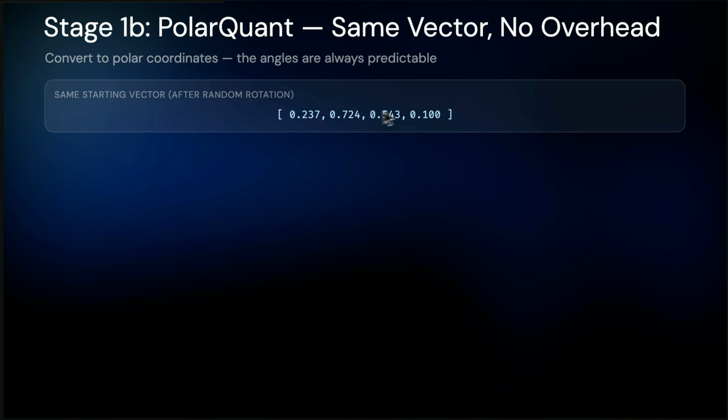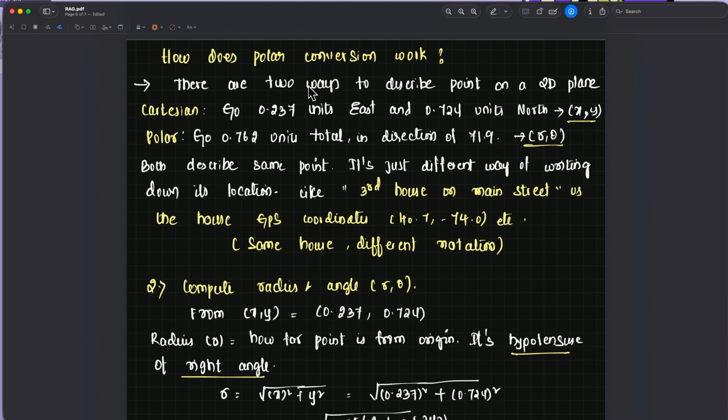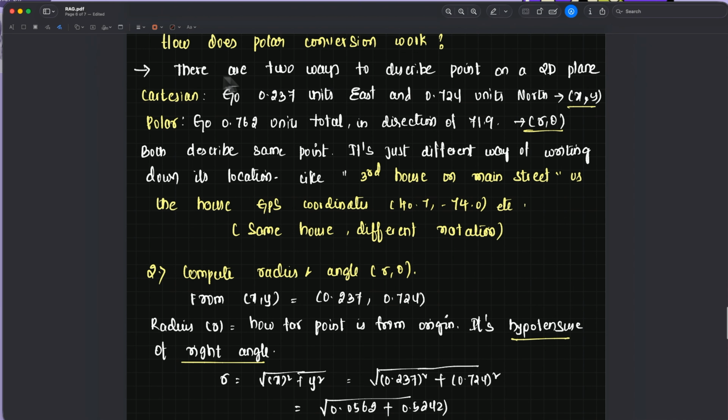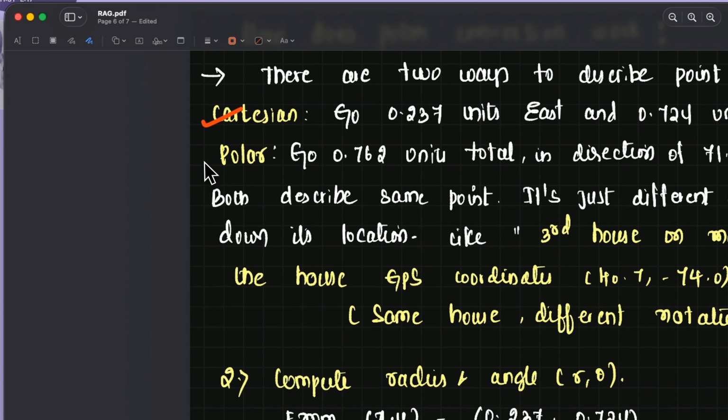So we convert this vector that we got after random rotation into polar coordinates. Let's see how we do that separately. Let's see how polar conversion works. There are two ways to describe any point on a 2D plane. The first is Cartesian, and the second is polar.